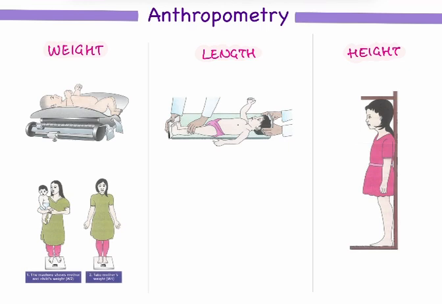Anthropometry. Anthro is human, metry is measurement. So the measurement of the human is known as anthropometry. First is weight. To measure weight, first we have to make the baby nude or with minimal clothing and place the baby on a beam scale. This is the first method. In the second method, we weigh the mother along with the baby, weigh the mother separately, and subtract the mother's weight from the overall weight. This gives us the baby's weight.